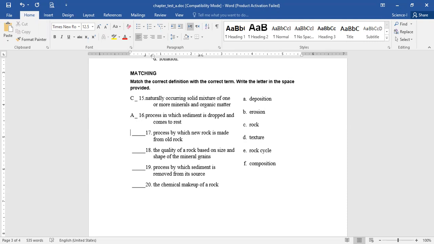Question 17. Process by which new rock is made from old rock. It's a cycle. Rock cycle. Good. Pay attention.